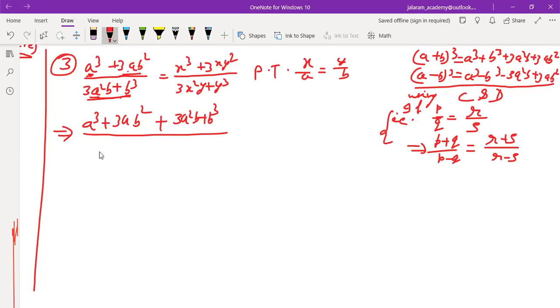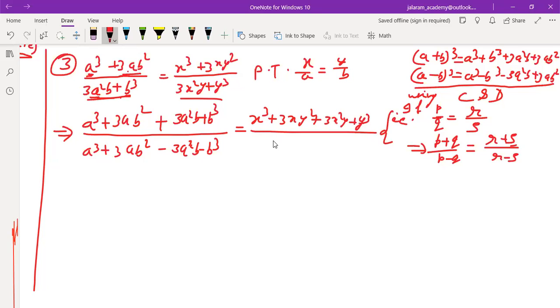So p plus q over p minus q. Value of p is a cube plus 3ab square, minus q, so minus q is 3a square b minus b cube. On the right hand side also we use the same: r plus s. Value of r is x cube plus 3xy square, plus s, and value of s is 3x square y plus y cube. In the denominator also the same thing is done. So we get x cube plus 3xy square minus 3x square y minus y cube.